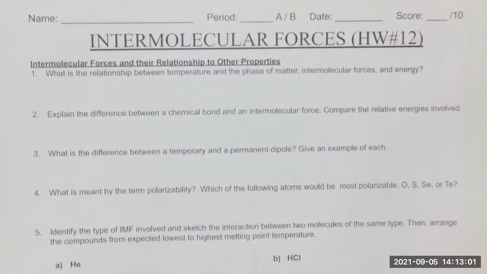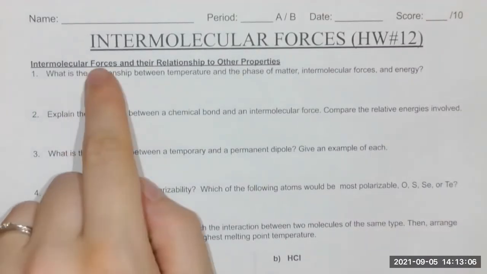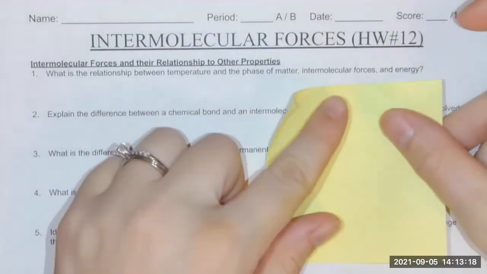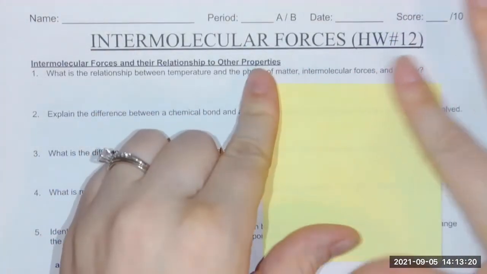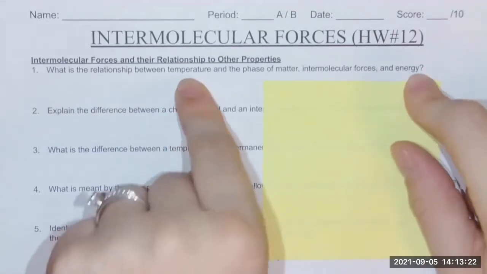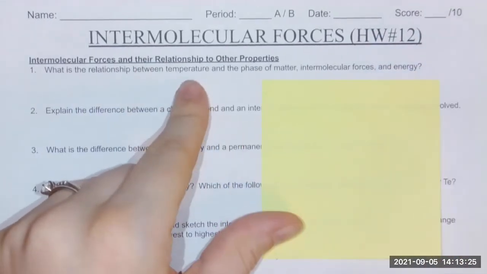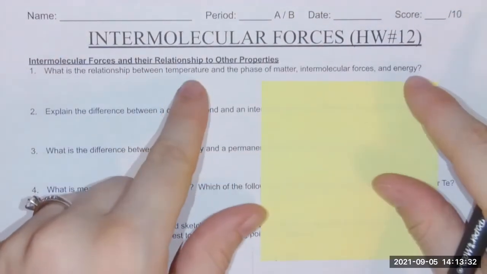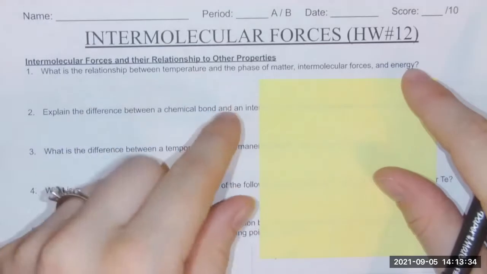So homework 12 is intermolecular forces and their relationship to other properties. The first one: what is the relationship between temperature and the phase of matter, intermolecular forces, and energy? Well, temperature and energy are not the same thing, but temperature is a measure of how much heat energy is in the system. So those two are pretty easy to relate to one another.